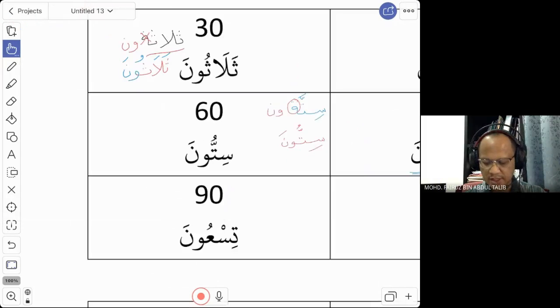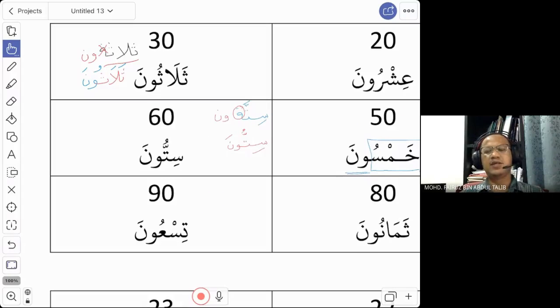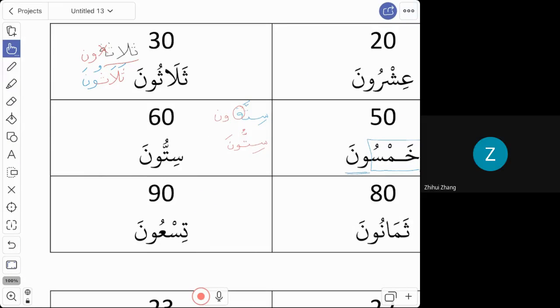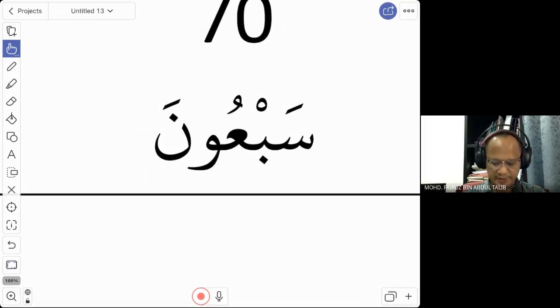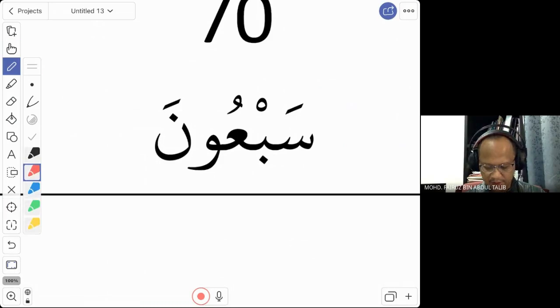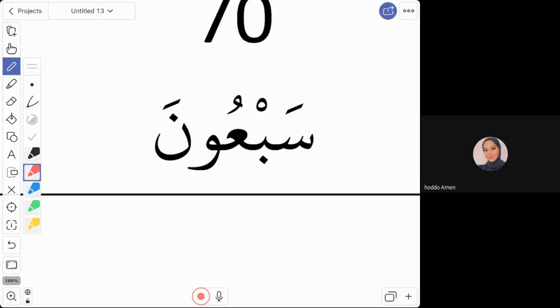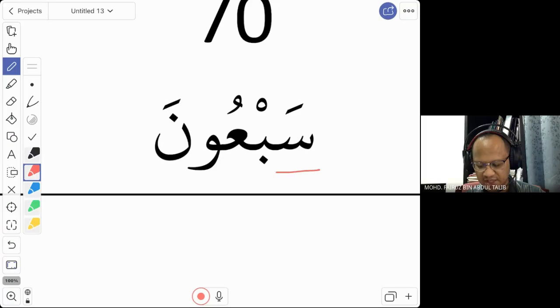Next number is 70. What is 70? Sab'una. Yes, correct. Sahih. Sab'un. Iqra'u sab'una. So this is the number 7. Sab'un or sab'atun, but we do not want the ta. You combine it to waw and nun.